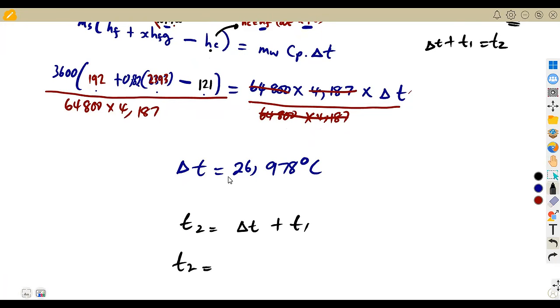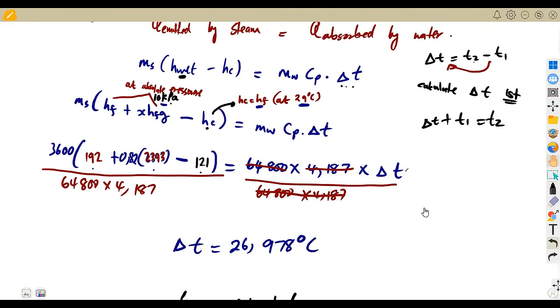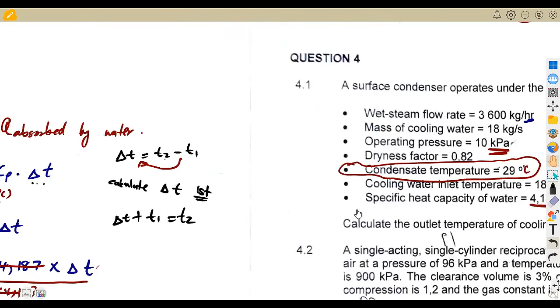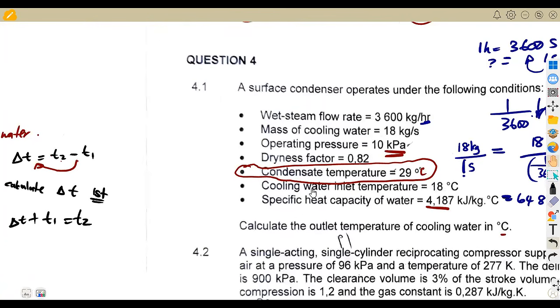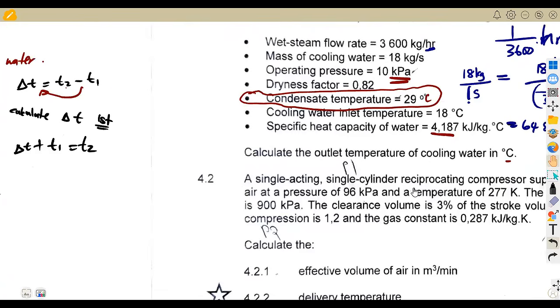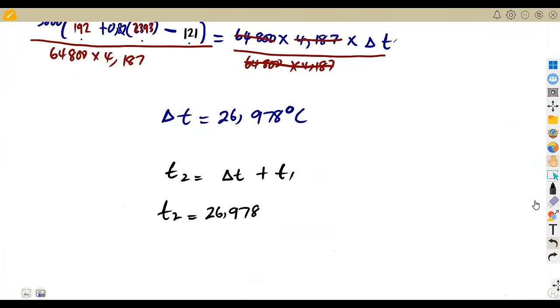So in order to find T2, which is our question here, we are saying T2 is the change in temperature plus T1. So that's it. We are going to have the change in temperature, 26.978 degrees Celsius, plus T1. Remember, T1 we are given on our information here: the cooling water inlet temperature, 18 degrees. So the inlet is 18 degrees Celsius. So you use the inlet there, which is at 18. So we are going to add 18 degrees Celsius.